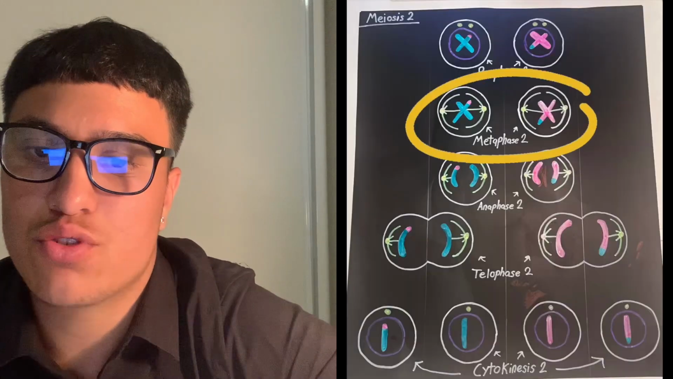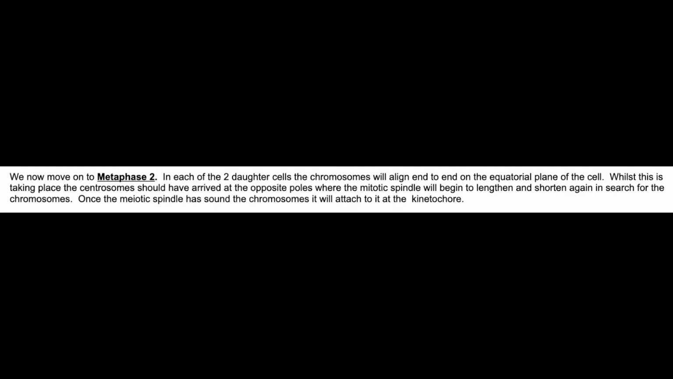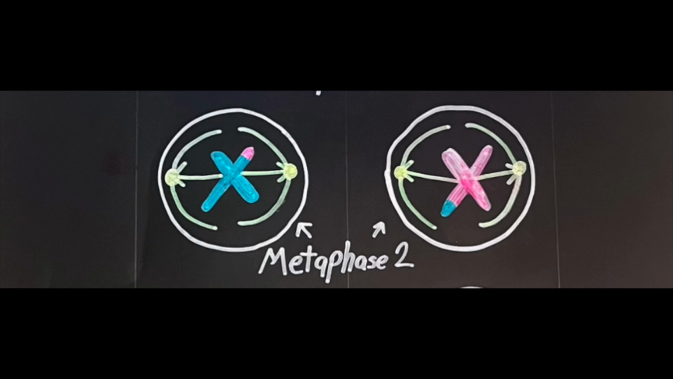We'll now move on to metaphase 2. In each of the 2 daughter cells, the chromosomes will align end to end on the equatorial plane of the cell. Whilst this is taking place, the centrosomes should have arrived at the opposite poles, where the meiotic spindle will begin to lengthen and shorten again in search for the chromosomes. Once the meiotic spindle has found the chromosomes, it will attach to it at the kinetochore.